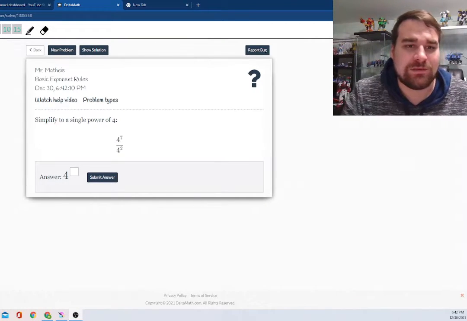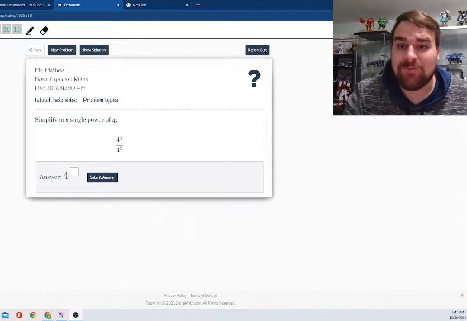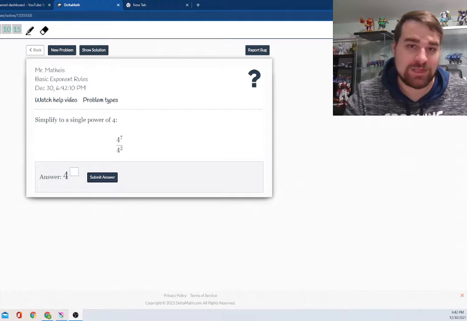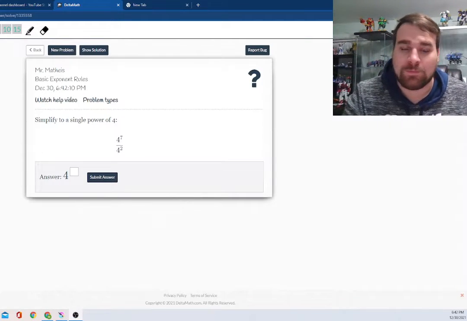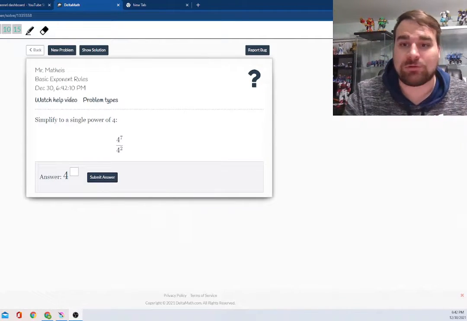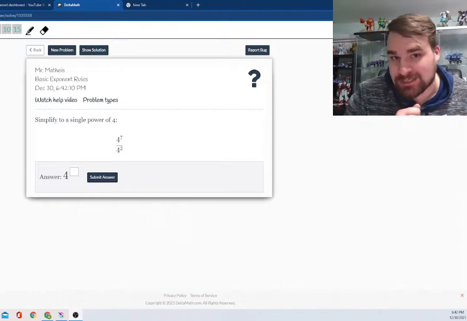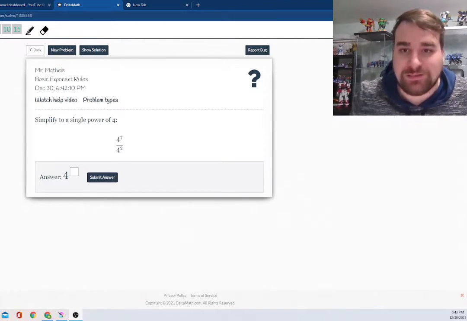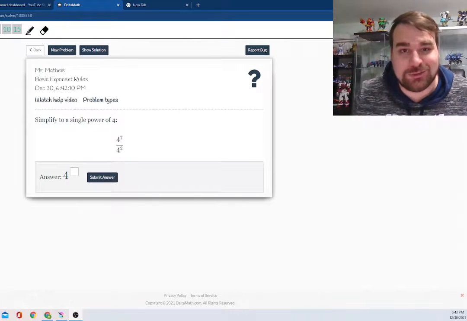Today we're going to be taking a look at basic exponent rules, focusing on division. We do have a separate video for problems that are multiplication or problems that relate to powers of exponents, or exponents to exponents, as I like to call them. But today we're going to be specifically looking at problems like this one.